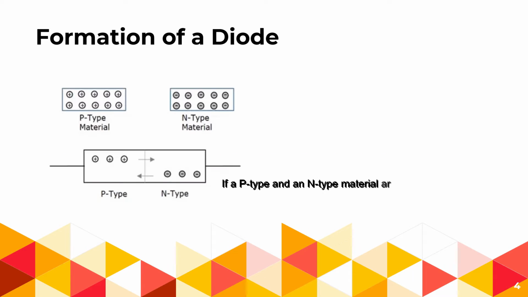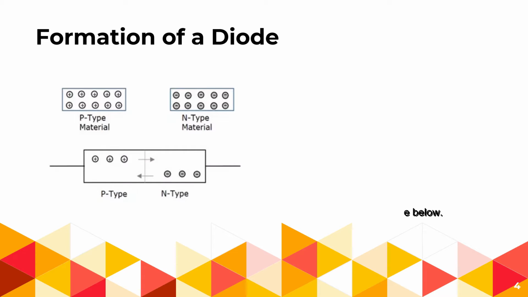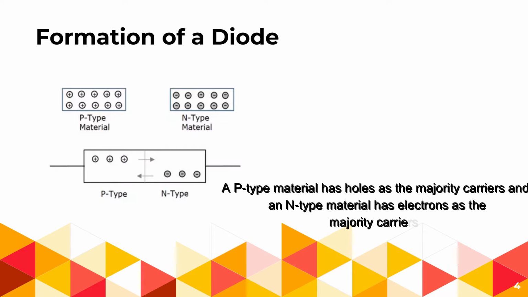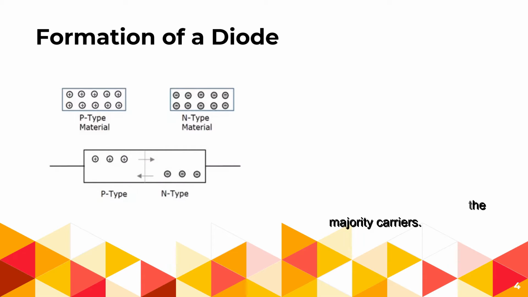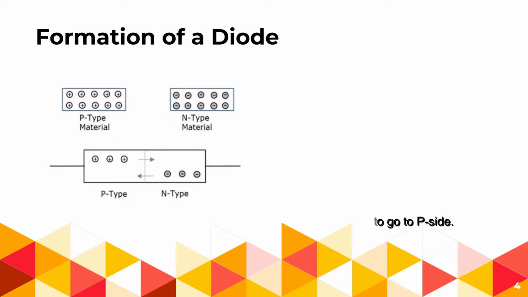If a p-type and an n-type material are brought close to each other, both of them join to form a junction as shown in the figure below. A p-type has holes as the majority carriers, and an n-type material has electrons as the majority carriers. As opposite charges attract, few holes in p-type tend to go to the n side, whereas few electrons in n-type tend to go to the p side.